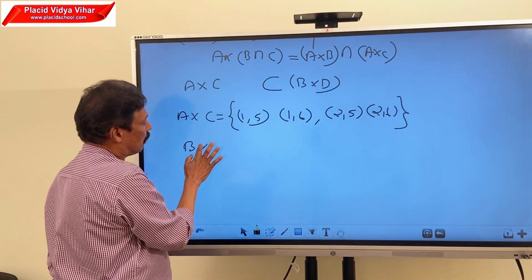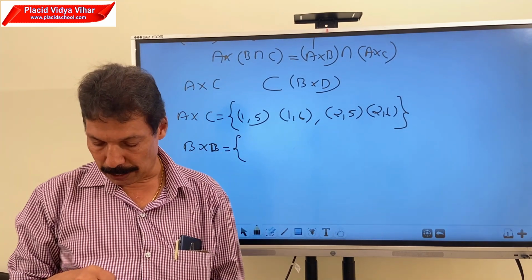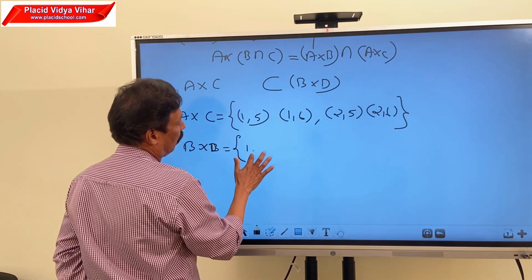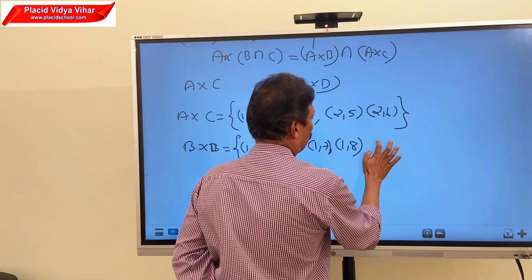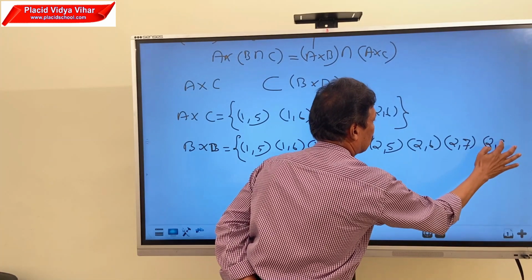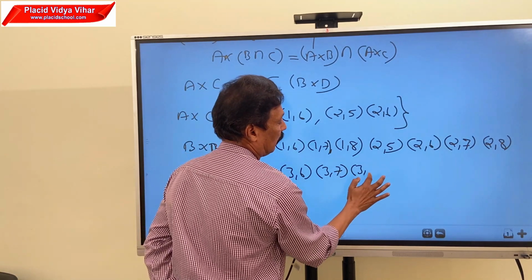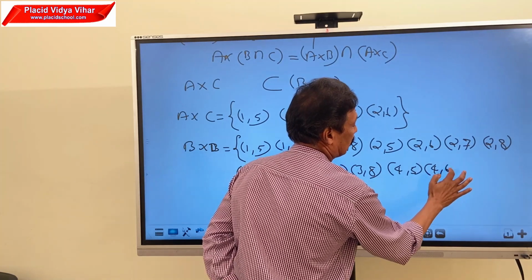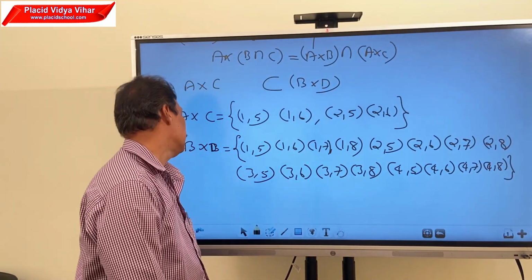Then B cross D equals the set of ordered pairs, where B is the set {1, 2, 3, 4} and D equals {5, 6, 7, 8}. That is (1,5), (1,6), (1,7), (1,8), (2,5), (2,6), (2,7), (2,8), (3,5), (3,6), (3,7), (3,8), (4,5), (4,6), (4,7) and (4,8). That is B cross D.